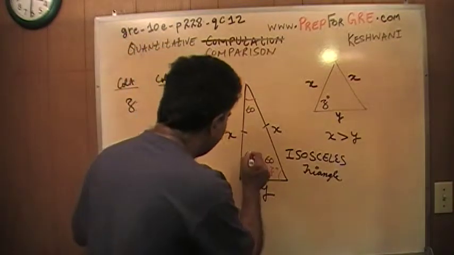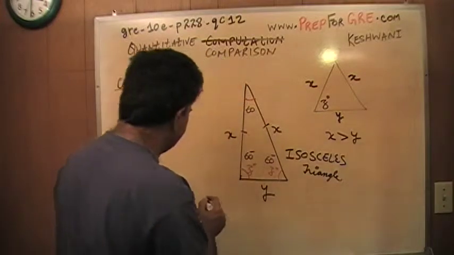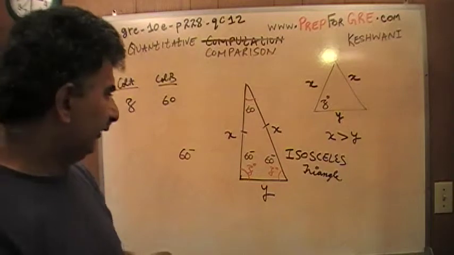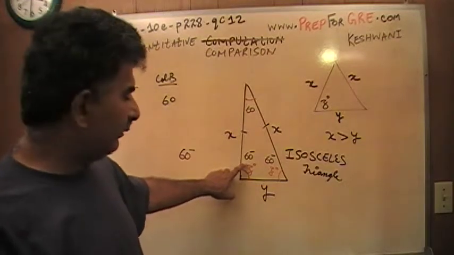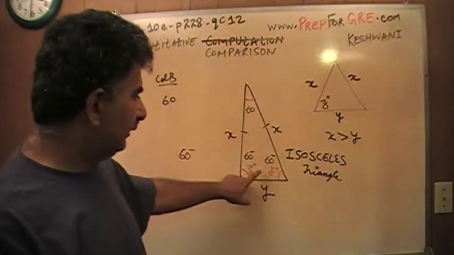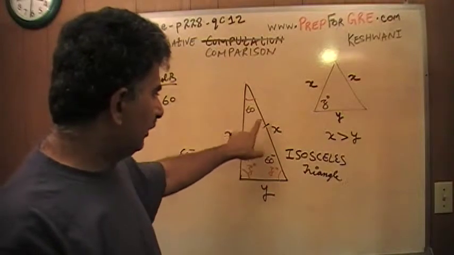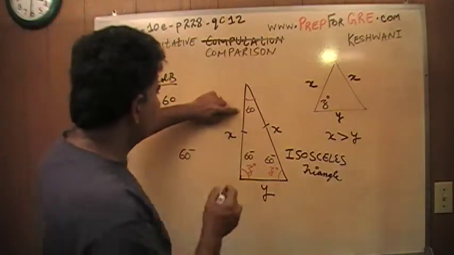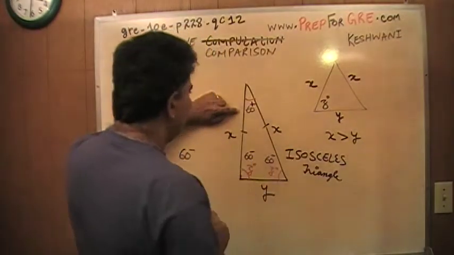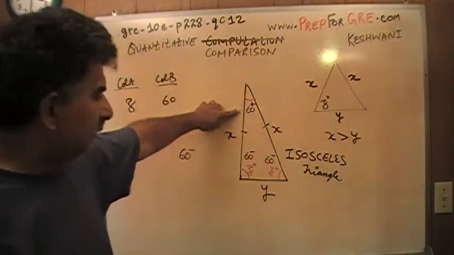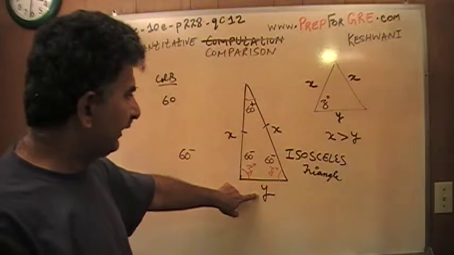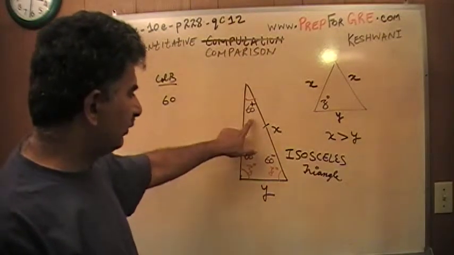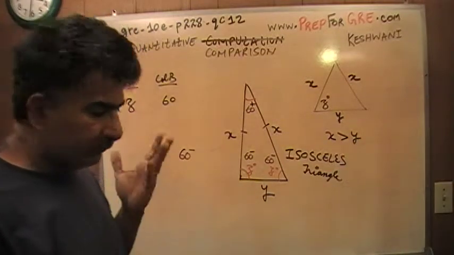Also, Z cannot be less than 60. Can Z be less than 60? Well, if that were the case, if Z were less than 60, this is less than 60. The only way all of those three angles will add up to 180 is when this angle is something more than 60. Well, that is not possible because Y, the side Y, is less than side X. The angle facing the smaller side cannot be more than the angle facing the larger side.